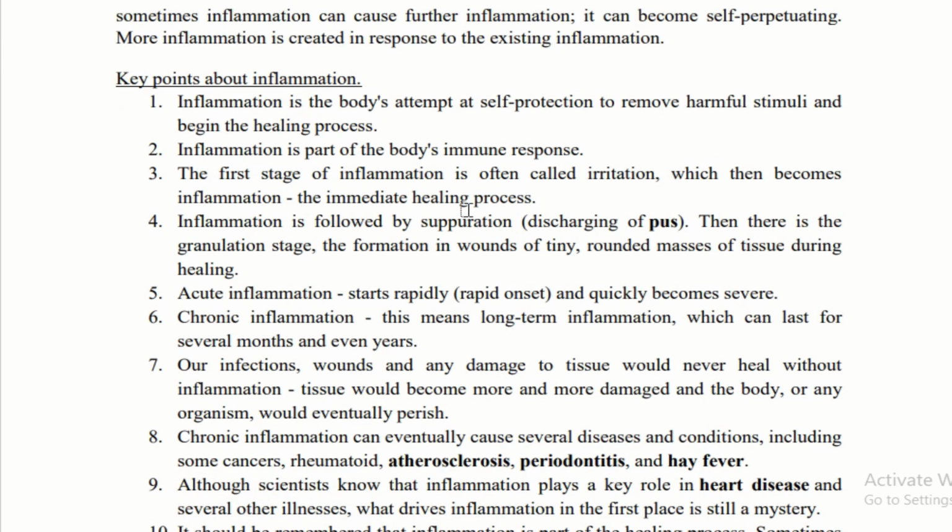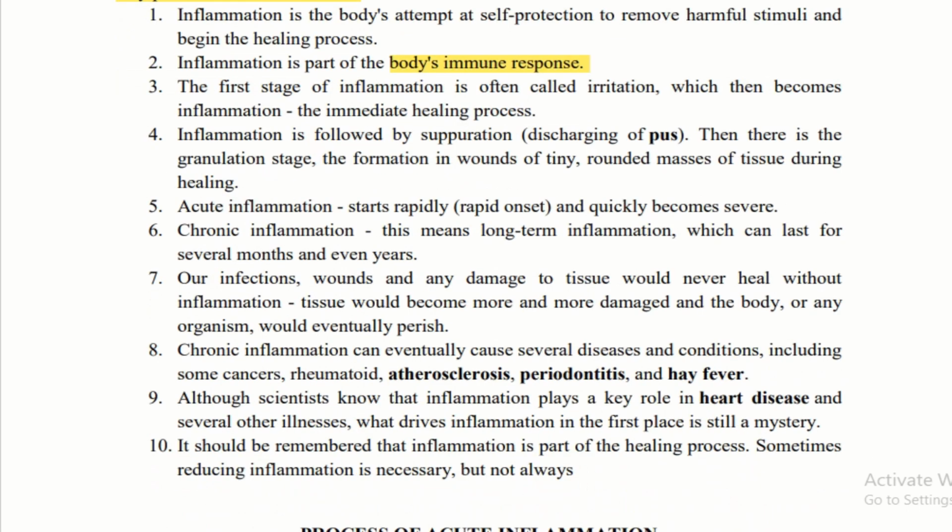So the key points we're going to remember about inflammation are: number one, it is the body's attempt at self-protection to remove harmful stimuli and begin the healing process. Inflammation is part of the body's immune response. The first stage of inflammation is often called irritation, which then becomes inflammation, the immediate healing process. It is followed by suppression, which is the discharging of pus. Then there is the granulation stage, the formation in the wound of tiny rounded masses of tissue during healing. Then we have acute inflammation.